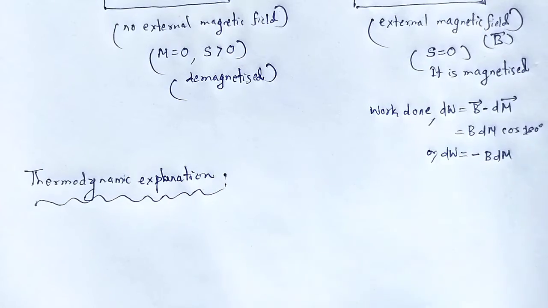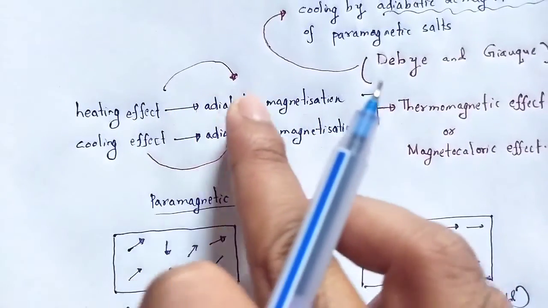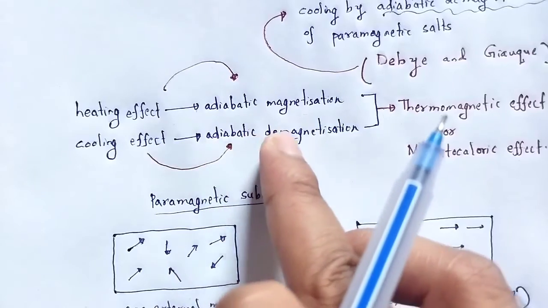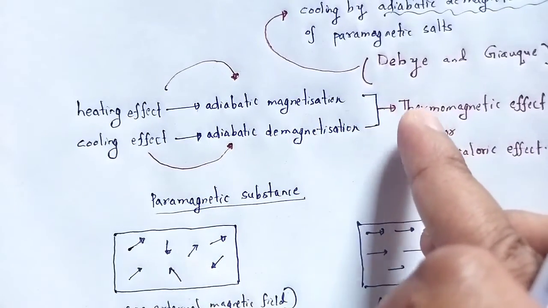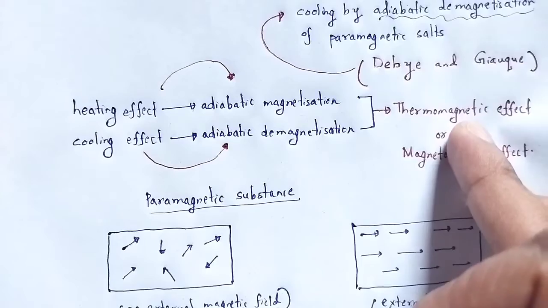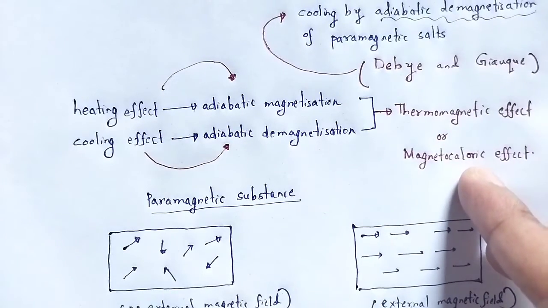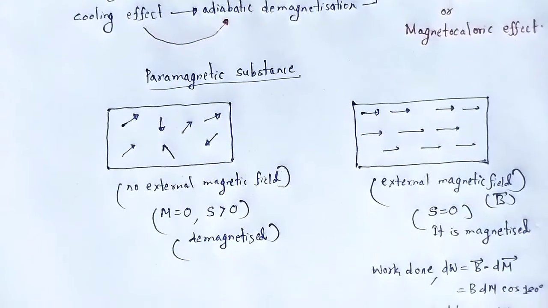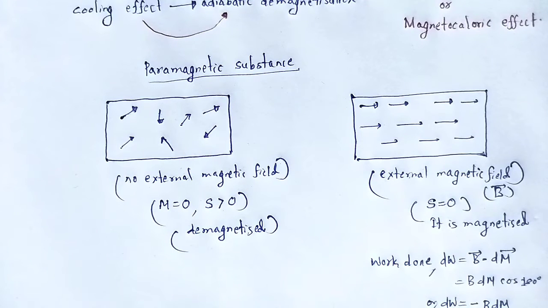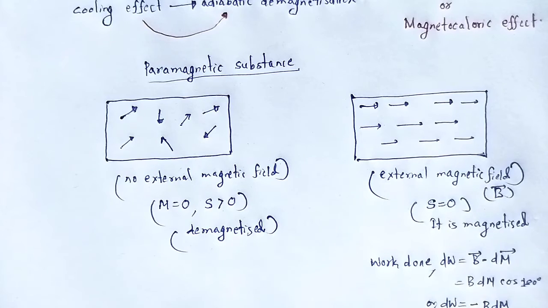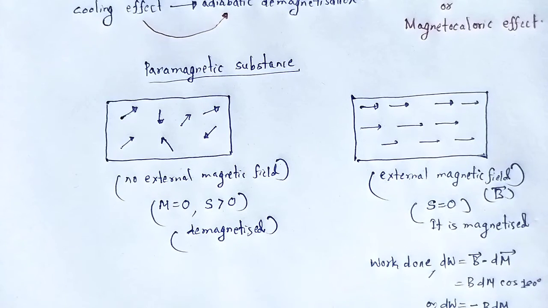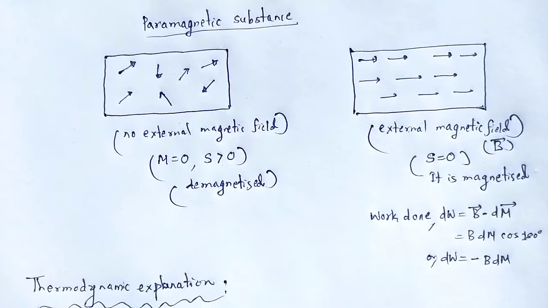The thermomagnetic effect, as we studied here, the heating effect due to adiabatic magnetization and the cooling effect due to adiabatic demagnetization, is combiningly known as the thermomagnetic effect or magnetocaloric effect. The thermomagnetic effect is used for cooling substances whose initial temperature is less than or equal to 1 Kelvin. At this very low temperature, all substances are in solid form, and so the volume does not change during the process.